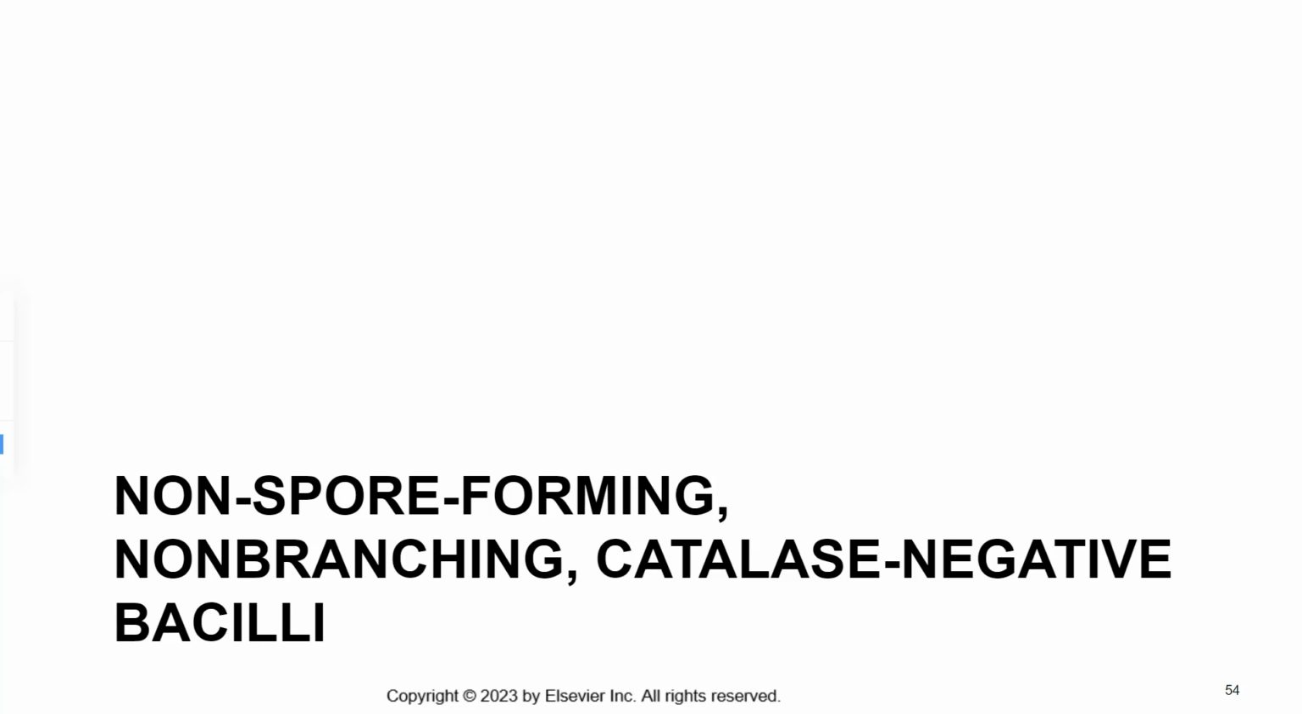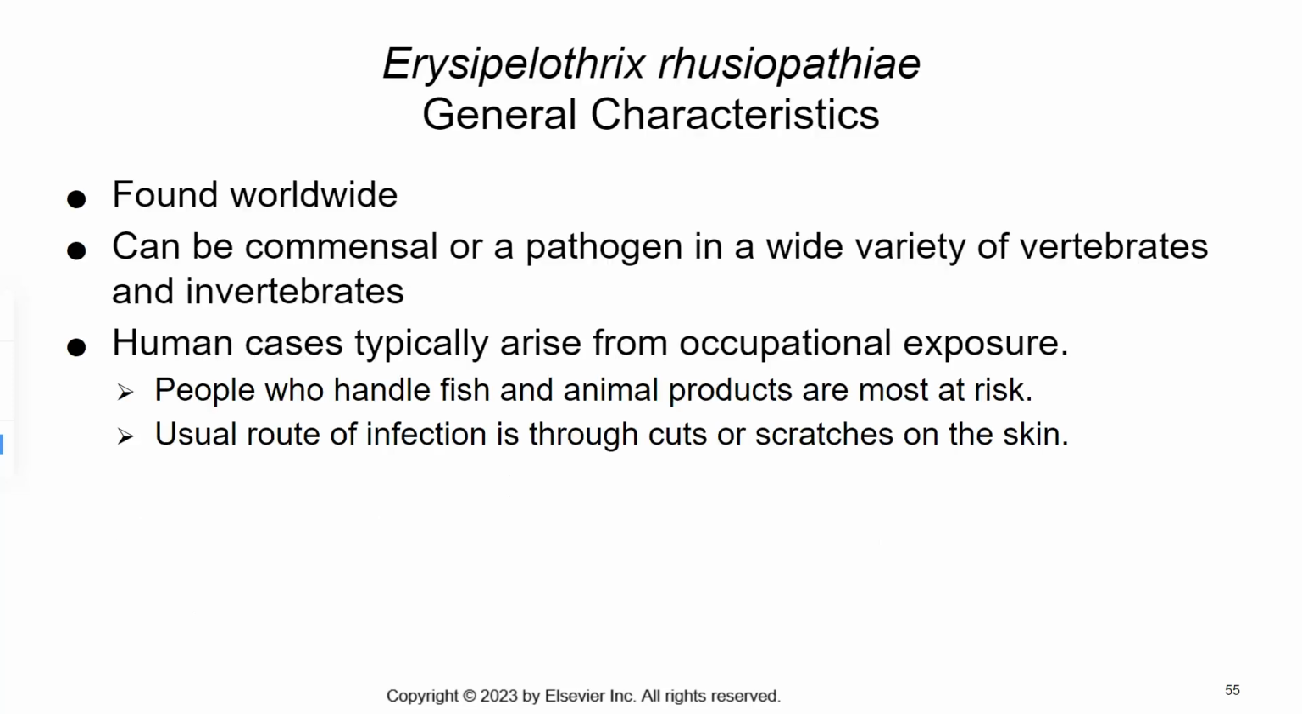Non-spore forming, non-branching catalase negative bacilli. So Erysipelothrix is found worldwide, can be commensal or a pathogen in a wide variety of vertebrates and invertebrates. A commensal is an organism that does not provide any benefit or harm. So it basically coexists with a host, but there's no benefit of having it there and there's no harm of having it there. Human cases typically arise from occupational exposure.